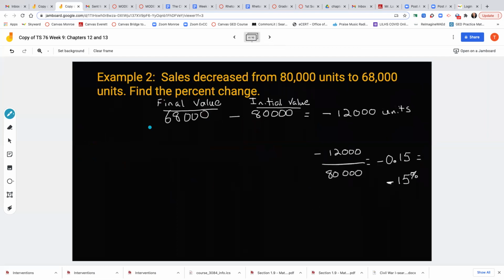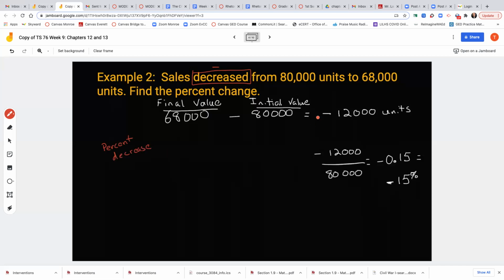All right, example 2. It might help you to copy just the numbers. I've got sales decreased. Again, I'm going to model this. I'm looking at this as a reader. I hear this word decrease, I'm thinking minus. It's going down from 80,000 units to 68,000 units. Find the percent change. In this case, it's really asking you for the percent decrease. How much did it decrease?